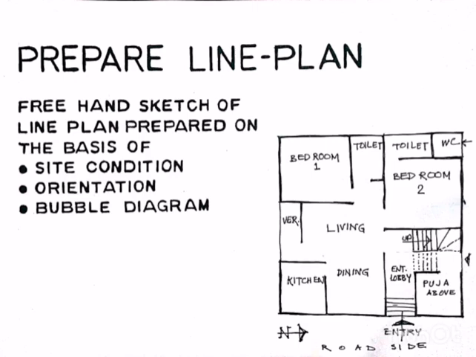Prepare line plan. Freehand sketch of line plan prepared on the basis of site condition, orientation, bubble diagram. Look at the sketch plan. This is the square shape type building plan. Here the different spaces like entrance lobby, living, dining, kitchen, veranda, bedroom 1, bedroom 2, toilets, stairs, puja, etc. are indicated.